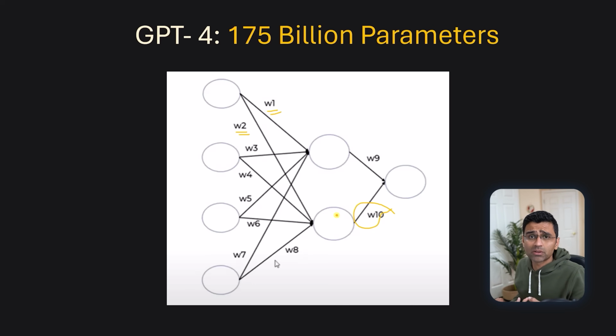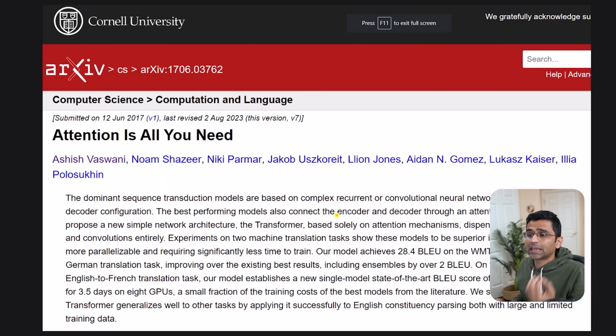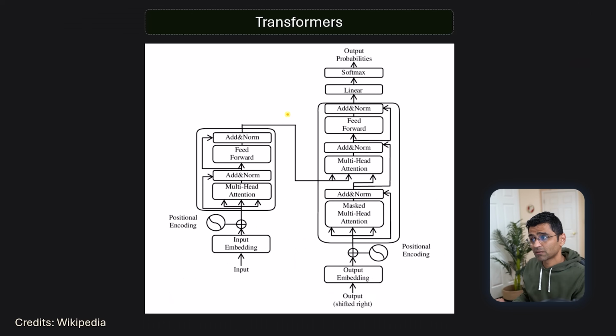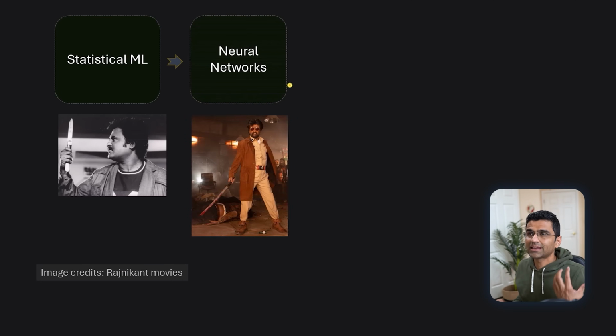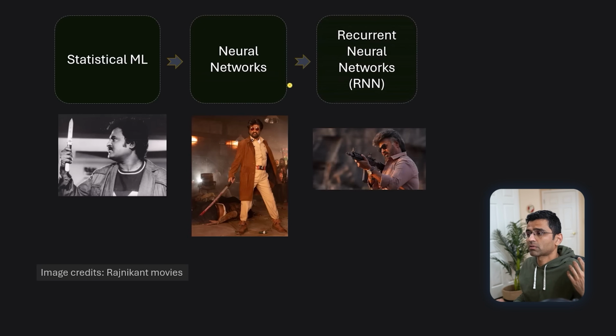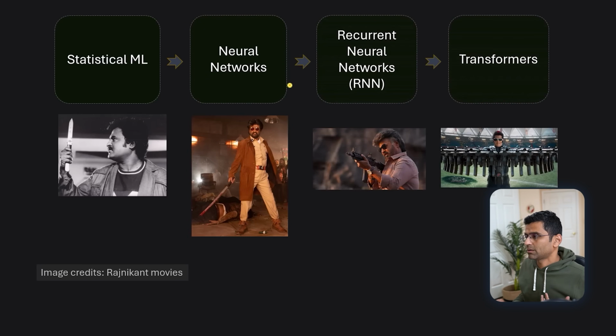The critical breakthrough in Gen AI came when this particular paper called Attention is All You Need was published, which gave rise to a special neural network architecture called transformer. So just to summarize, previously we had statistical machine learning, then came deep learning, which was based on neural networks, then came recurrent neural networks, and then came transformers, which are very powerful.